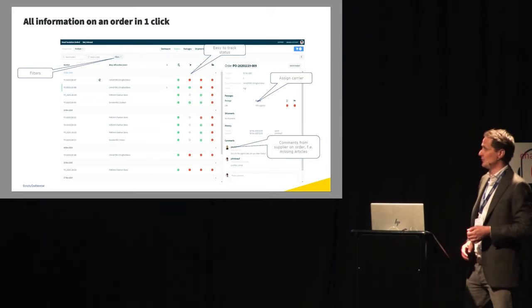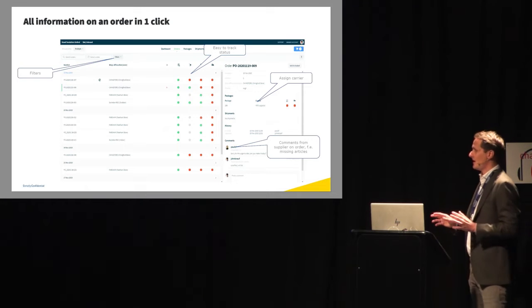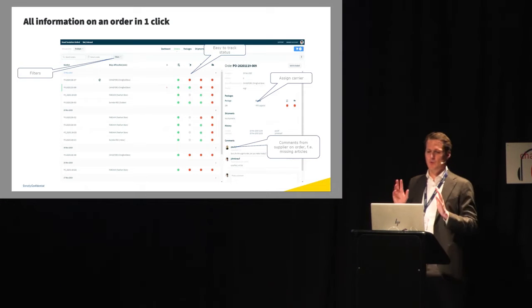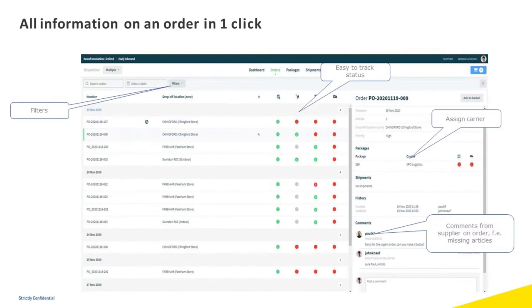Now looking to the order view, it's very, very easy. Every order you have created is in one view and you can do a very easy selection. By filtering, you can filter on the date, you can filter on the supplier name, you can filter on the order number. Just by entering a few digits, it actually will easily find what you're looking for.